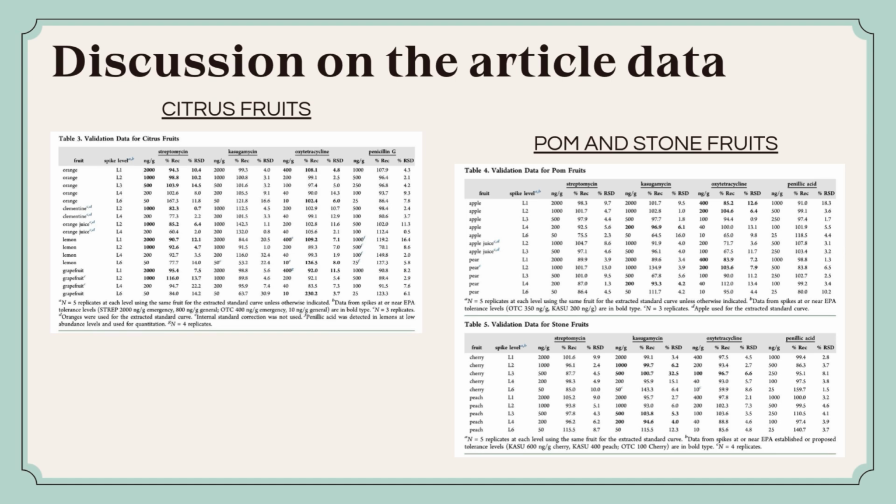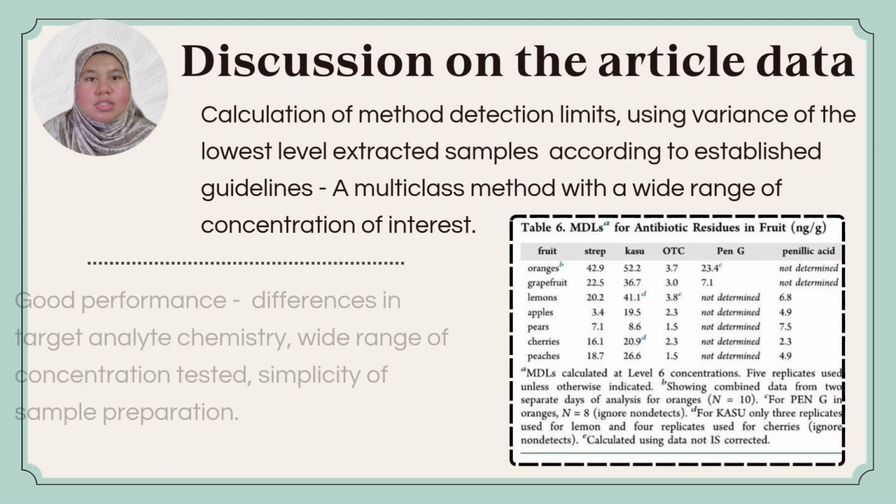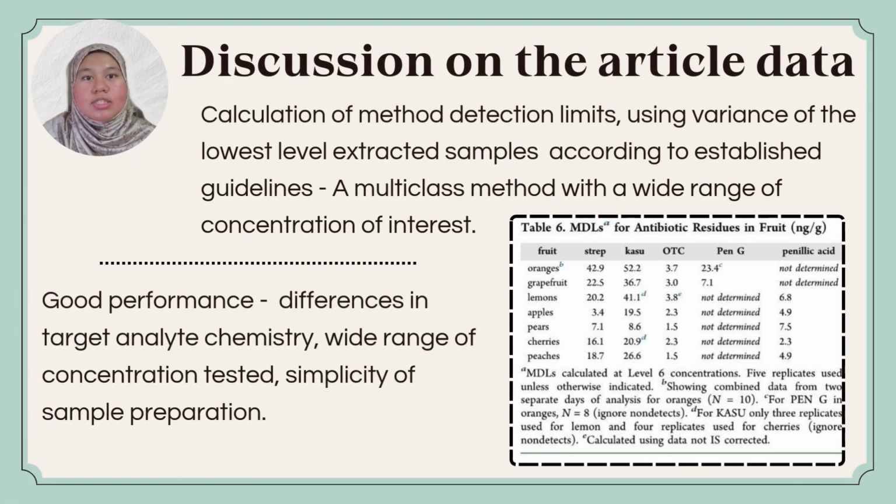The citrus fruits include orange, clementine, lemon, and grapefruit, while apple and pear are the samples of pome fruits, and cherry and peaches are the samples of stone fruits. By using variants of the lowest level extracted samples according to the established guideline, the method detection limits were calculated for this method, as shown in the table.